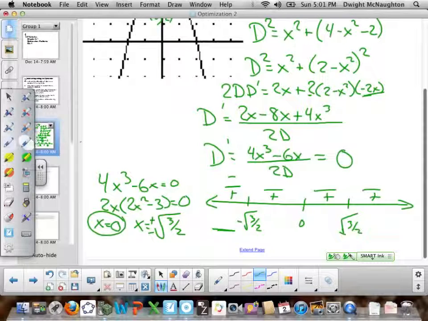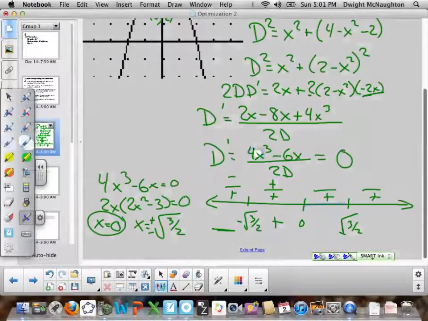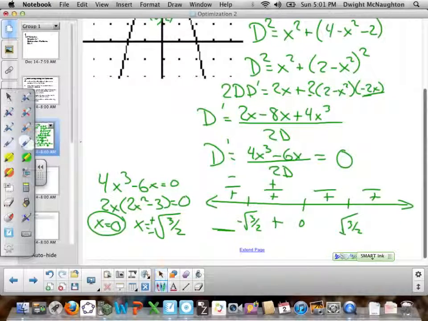Pick a number between 0 and square root of 3/2. That should be 1. Between negative square root of 3/2 and 0, we substitute negative 1 in, we get negative 4 plus 6. Negative 4 plus 6 is a positive, so this is positive. If we substitute 1 in for our interval right here, this becomes 4, this becomes negative 6. 4 minus 6 is negative.